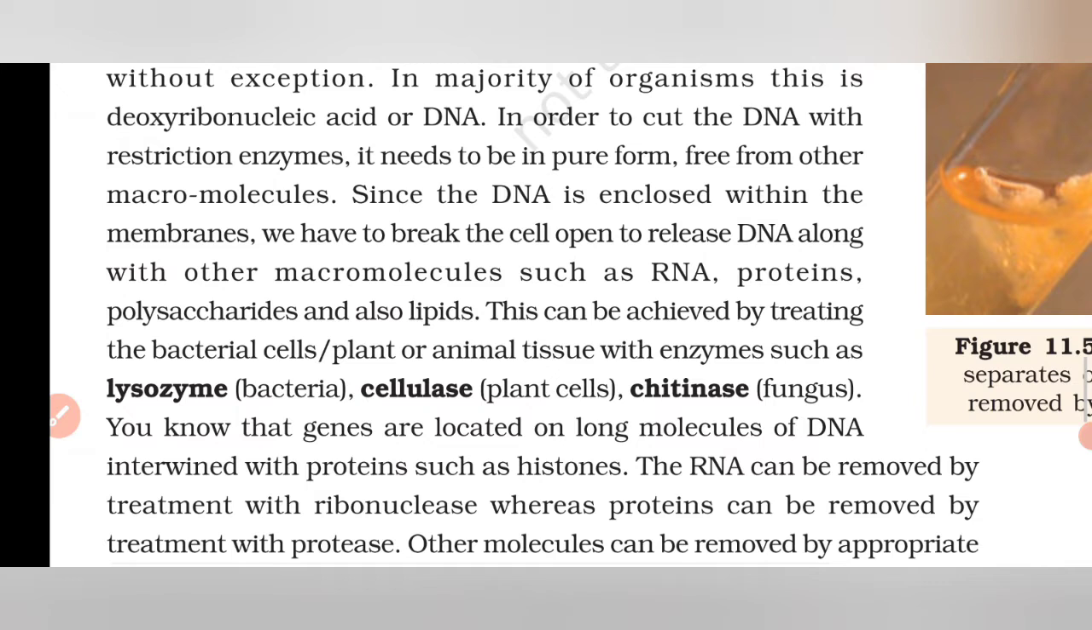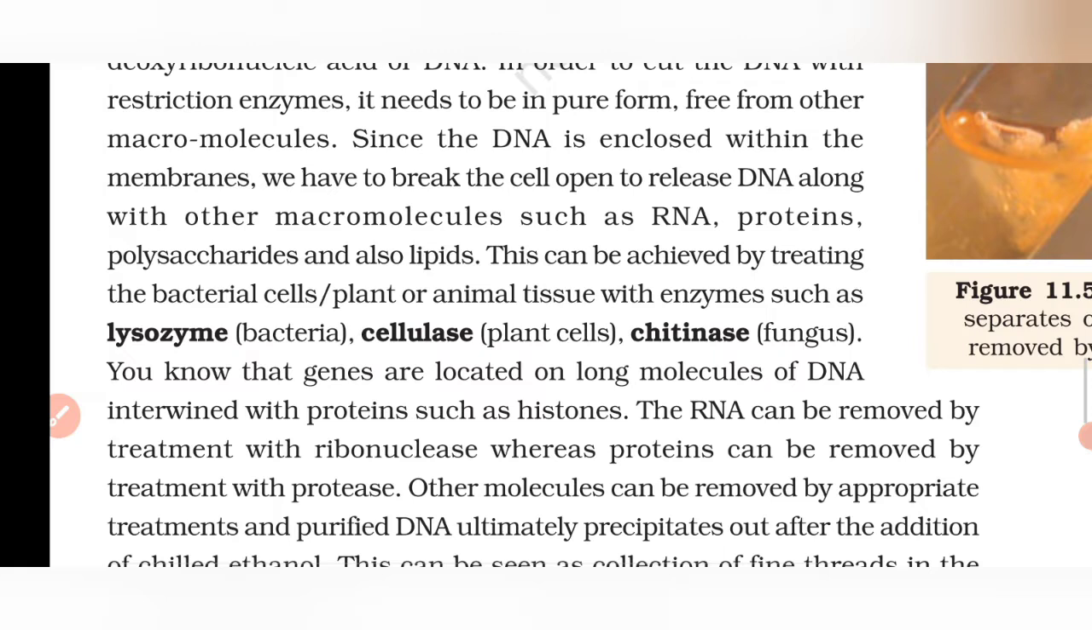DNA which is inside the cell, we have to first cut the cell or break the cell open so that the DNA comes out, and then the DNA along with other macromolecules such as RNA, protein, polysaccharide, and also lipid comes out. This can be achieved by treating the bacterial cell. In case of bacterial cell, we use lysozyme enzyme to break the cell open. In case of plants, we use cellulase because plant cell wall is made up of cellulose. So we have to use cellulase enzyme to break the cell open.